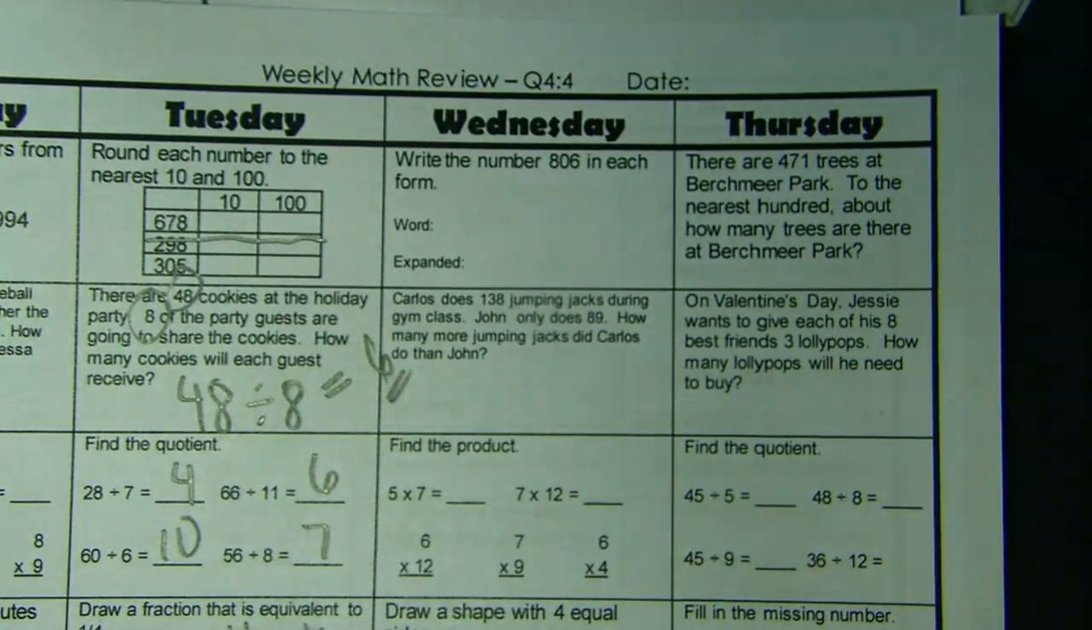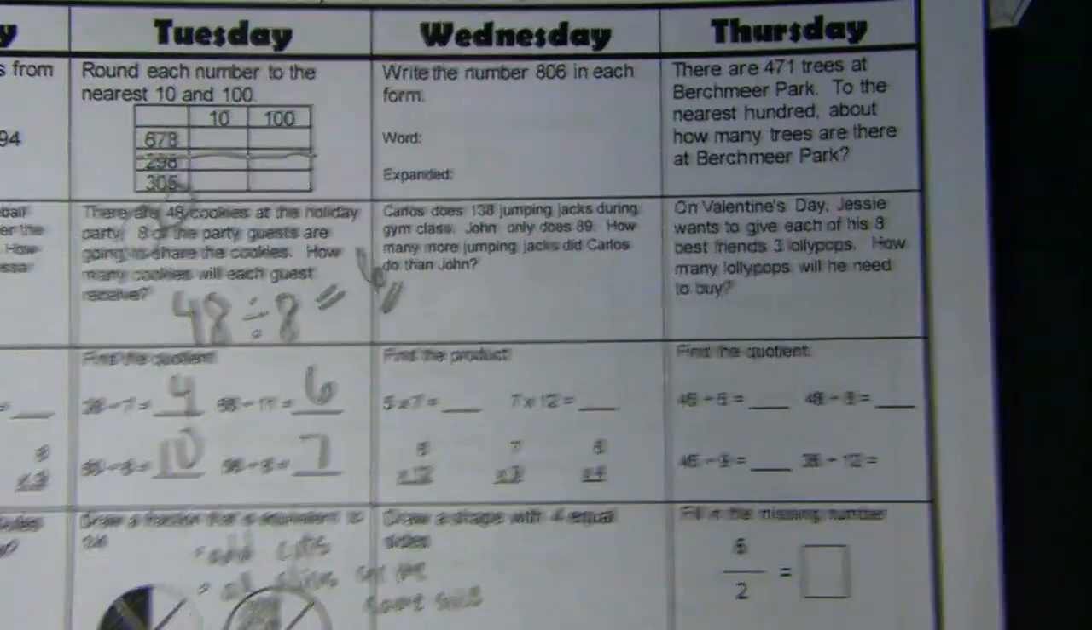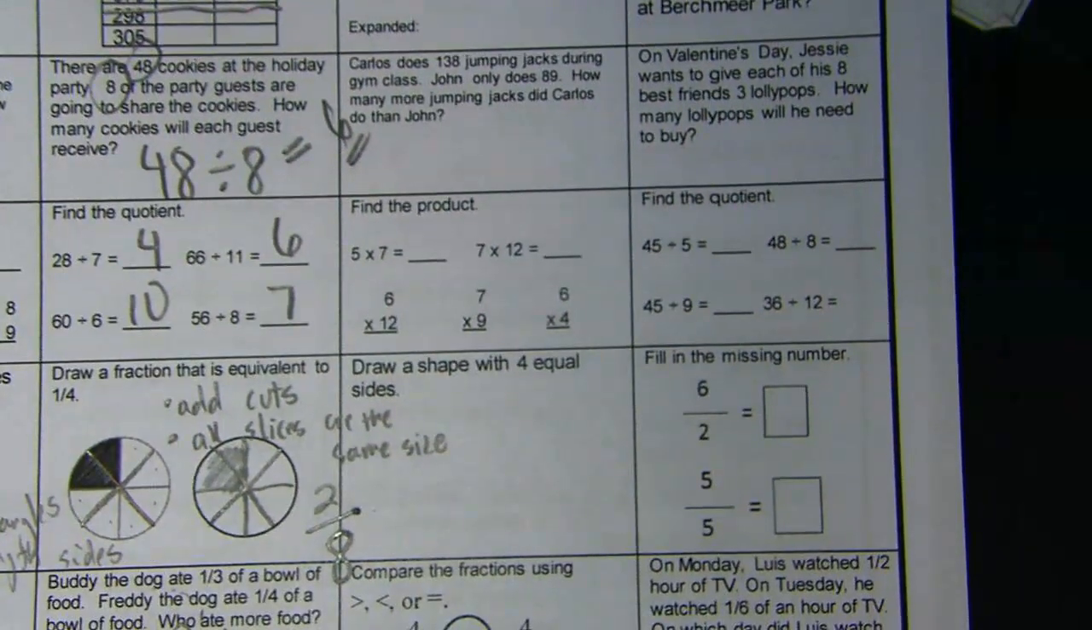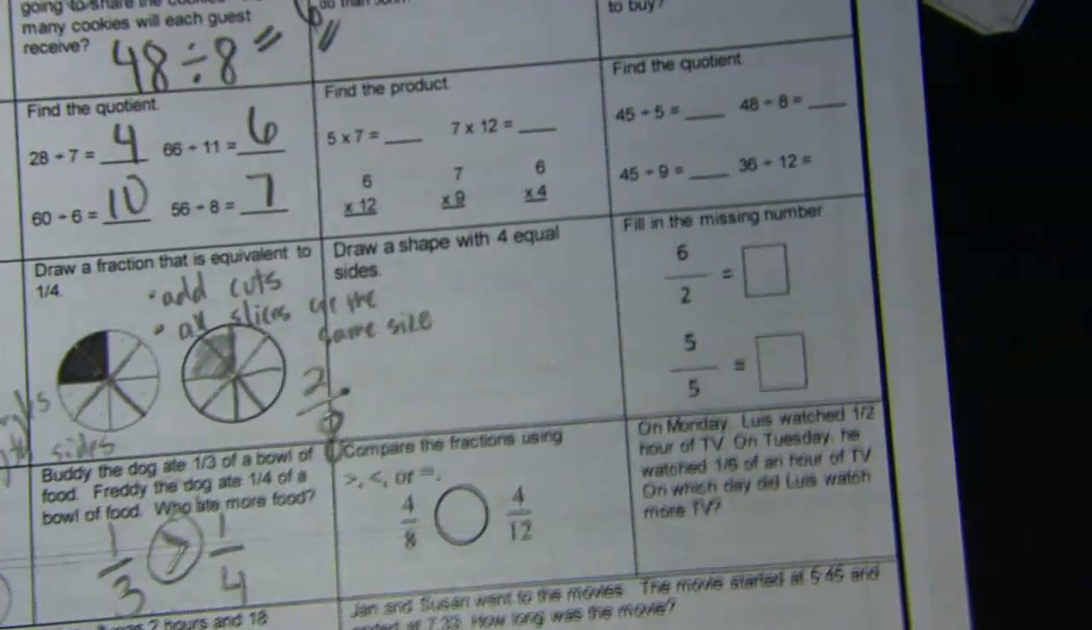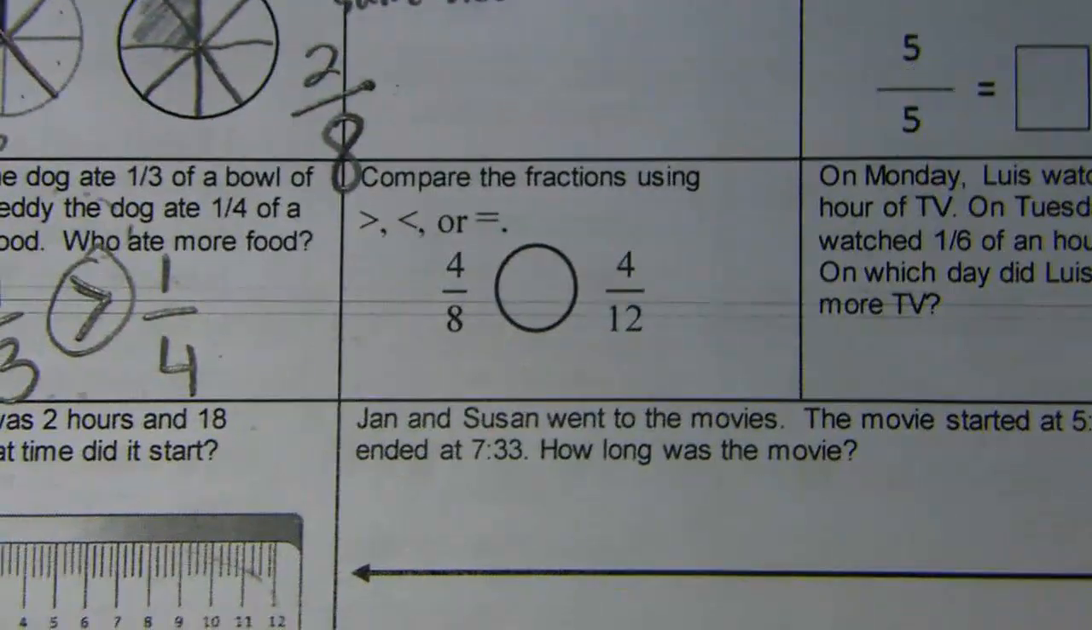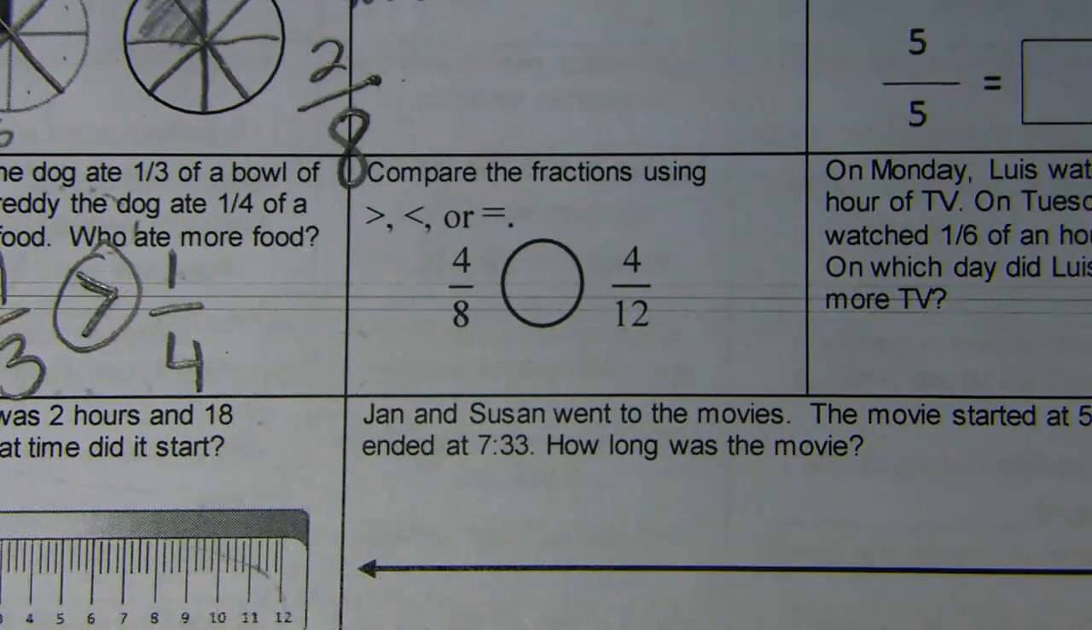Alright, here we go. We're going to be looking at 3 problems today: fractions, the timeline, and the weight of these pencils. So let's take a look at the fractions here. We've got 4/8 compared to 4/12.